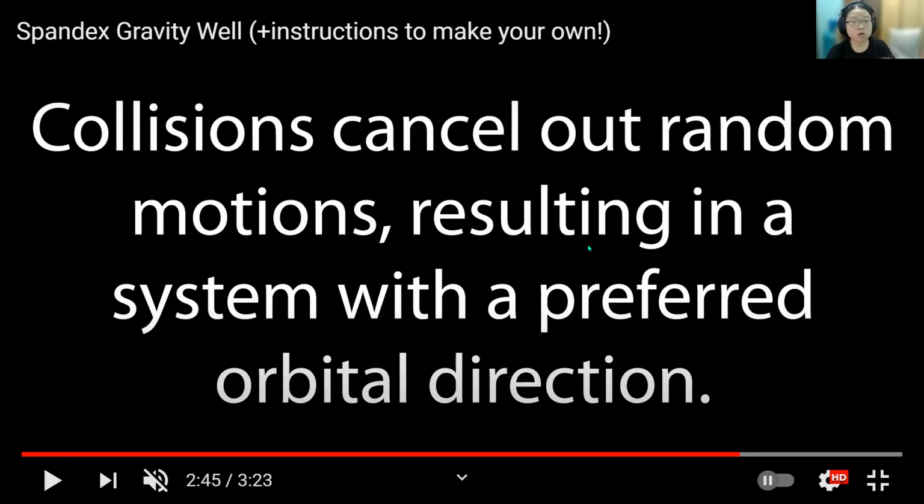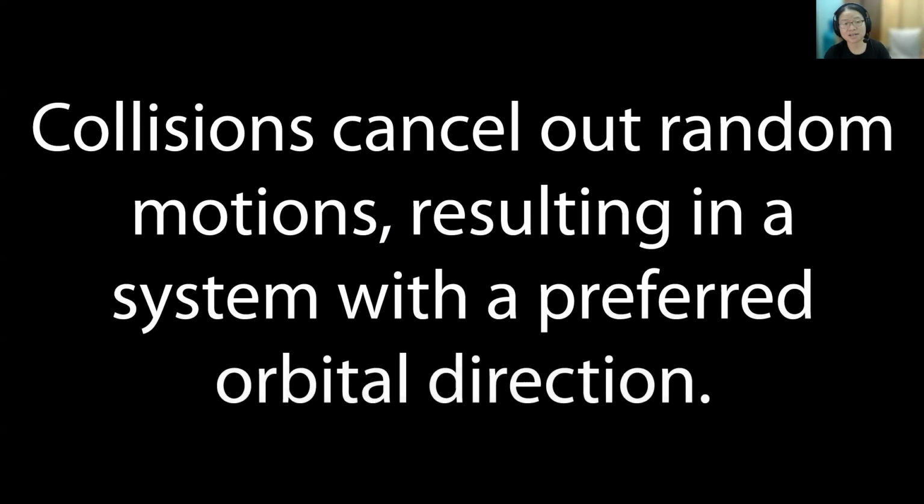Not all of the rocks in the asteroid belt become planets, because they're not within the preferred motion. So collisions will cancel out random motion. And then the entire solar system has a preferred orbital direction. Everything is spinning on the same plane in the same direction. There's no reverse direction in this scenario.